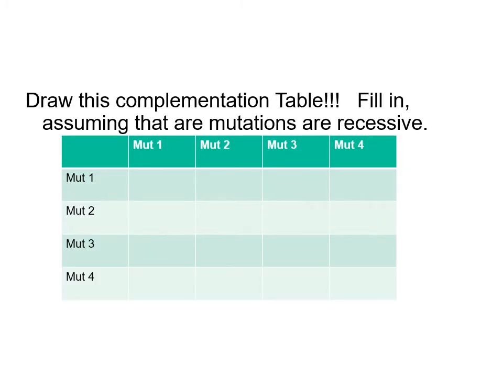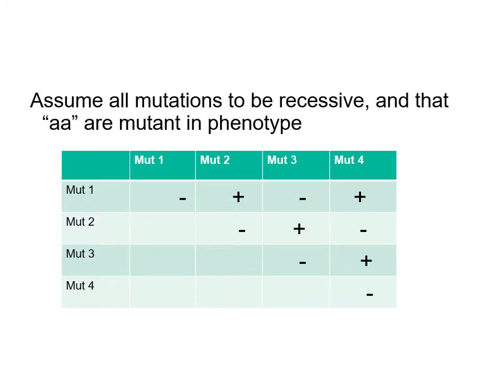Right. So we're going to draw the complementation table. We're going to call the mutants 1, 2, 3, and 4, and 1, 2, 3, 4. And we're just going to fill in, with the information we have from the above, which ones, assuming they're recessive, complement each other and which ones do not. Okay, so I fill them in.